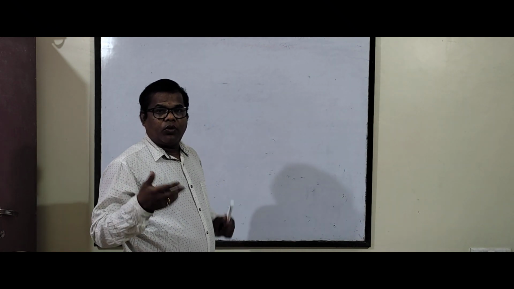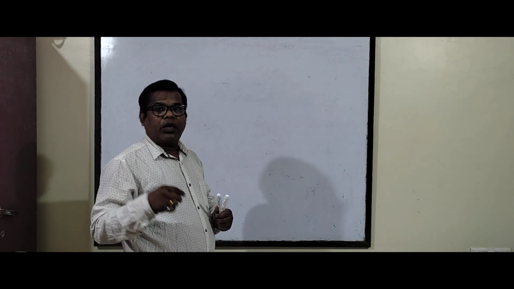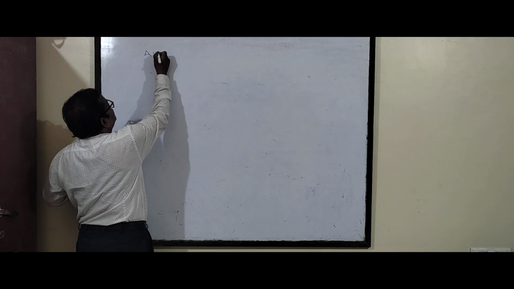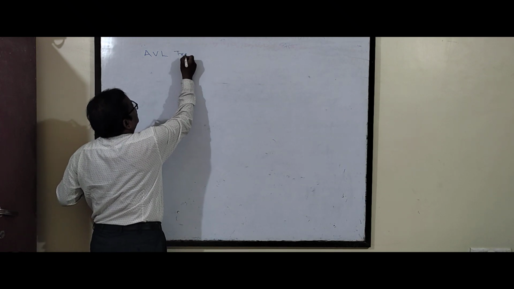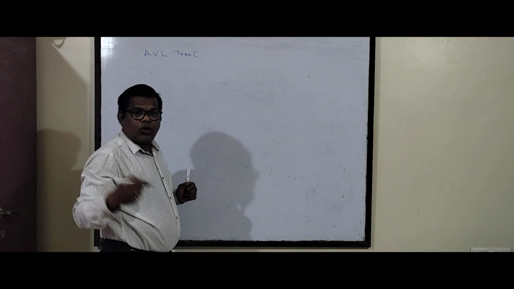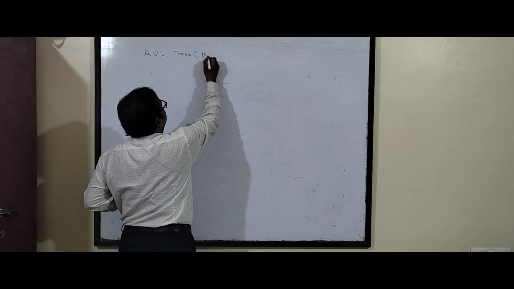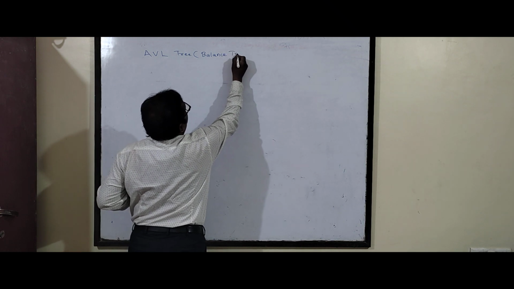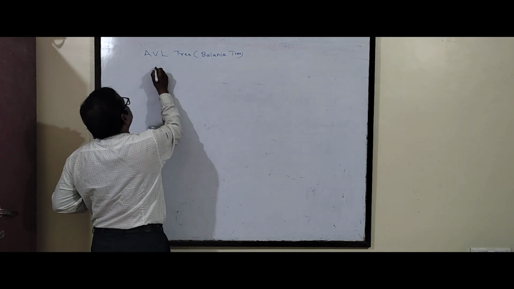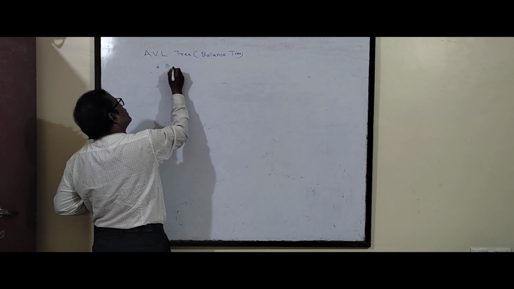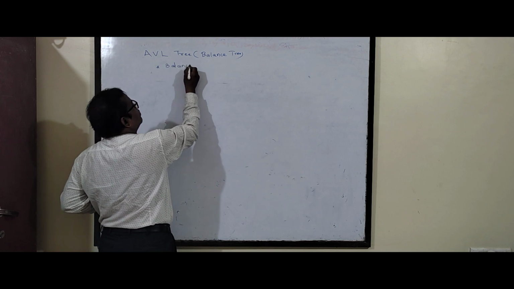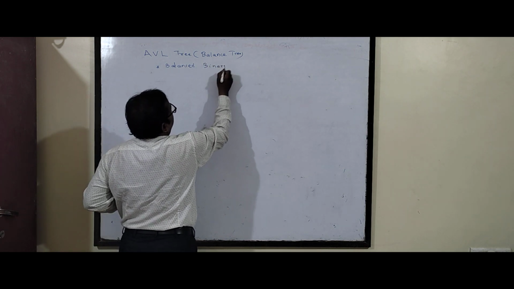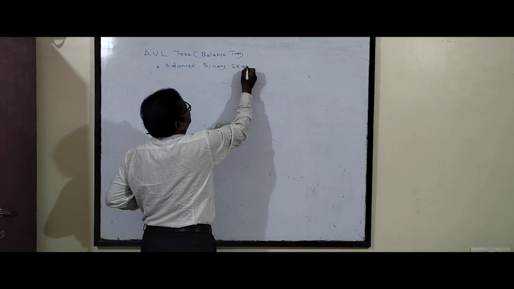Let's take today one more class on AVL tree. So, what is that AVL tree? It is also called balance tree. In short, you can also say that it is a balanced binary search tree.